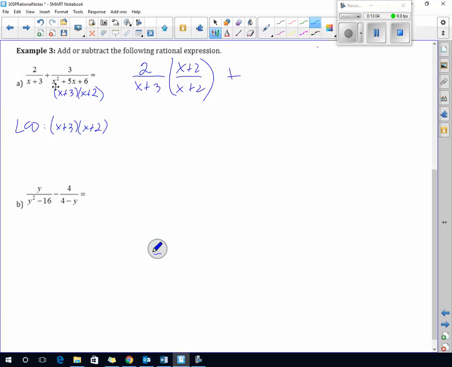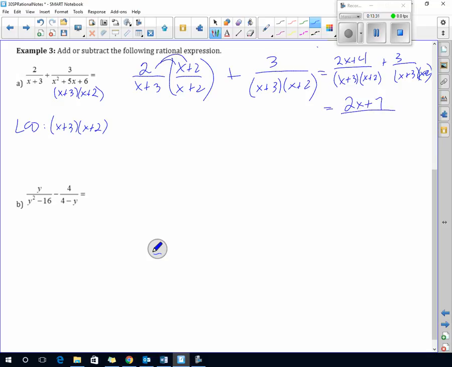I need to multiply this together. So I get 2x plus 4 over x plus 3. Make sure you have brackets around the x plus 3, x plus 2 at this point. Plus 3. And so then my final answer becomes 2x plus 7 over x plus 3, x plus 2, where x cannot equal -3 and -2. Yeah? Okay.